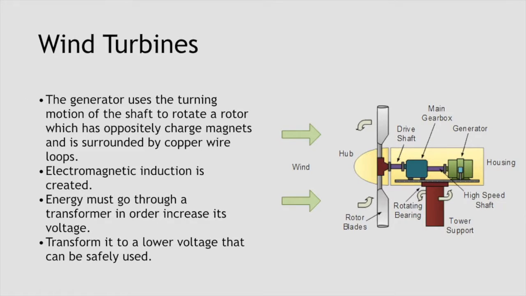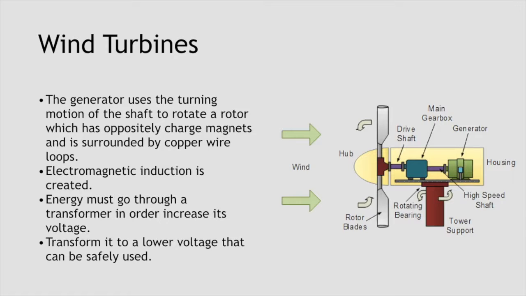To create electricity from wind, the shaft of the turbine must be connected to a generator. The generator uses the turning motion of the shaft to rotate a rotor which has oppositely charged magnets and is surrounded by copper wire loops. Electromagnetic induction is created by the rotor spinning around the inside of the core, generating electricity.